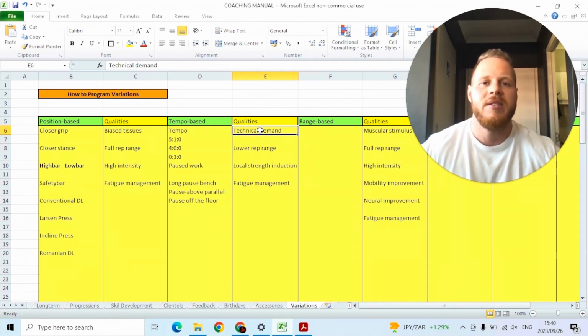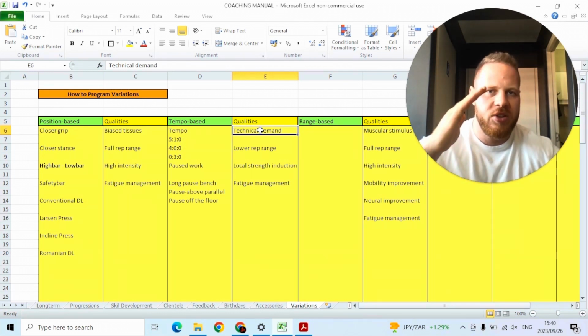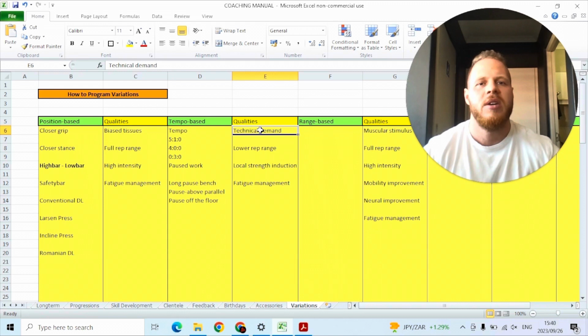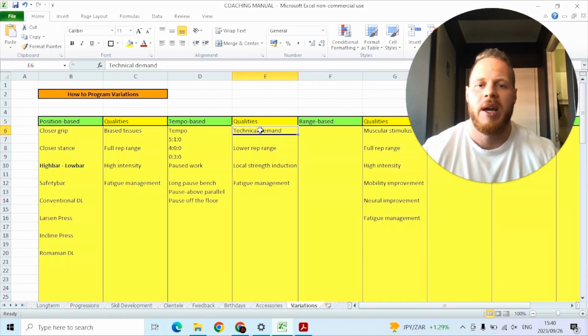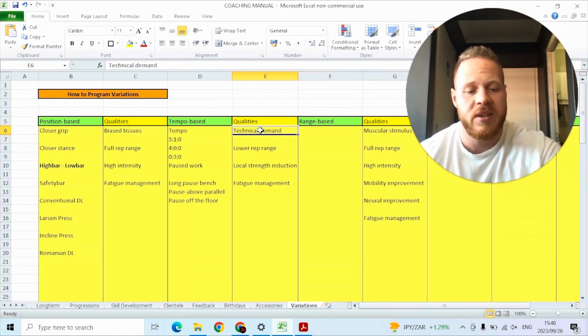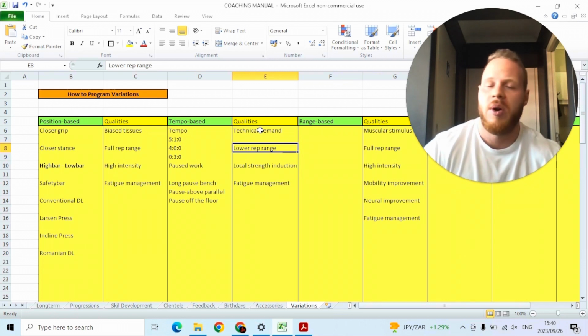And so what that does is it just puts really high demand on our technique. Every single position that we are in as we go down towards the hole of the squat, okay, we need exceptional tightness. We need to make sure that we're stable, that our position is good, and that's really what's going to count. So that's where the technical demand is really, really high. Okay, and for this reason, we want a lower rep range.